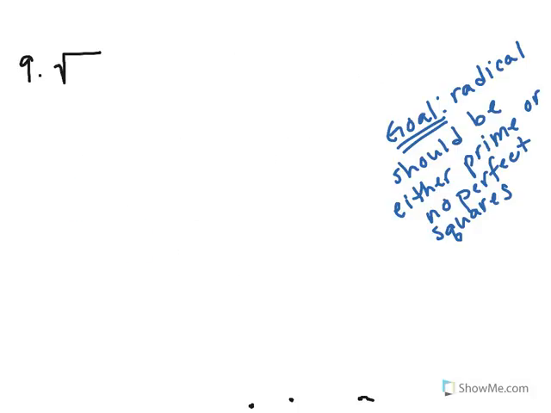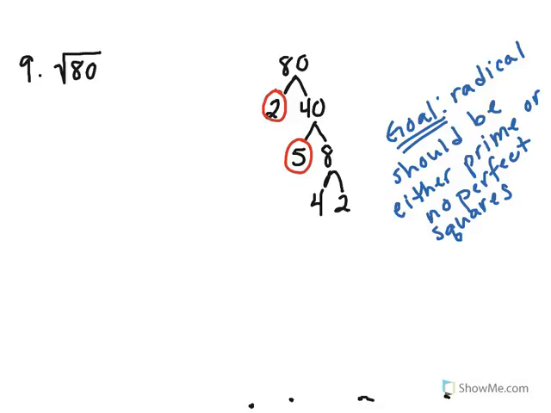Okay, so let's do the square root of 80. Once again, I'm going to start my factor tree, and I'm going to start breaking this down as much as I can. I know that 2 goes into 80, and 2 fits in 40 times. This is prime, so I'm not going to break that one down anymore. 40 is going to be 5 times 8, and 5 is prime. And then 8 is going to be 4 times 2, which 2 is prime, and then 4 is 2 times 2, and both of those are prime.